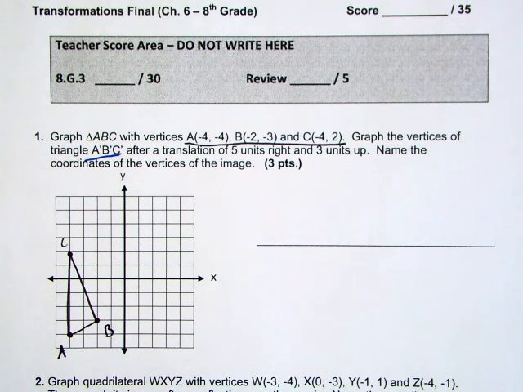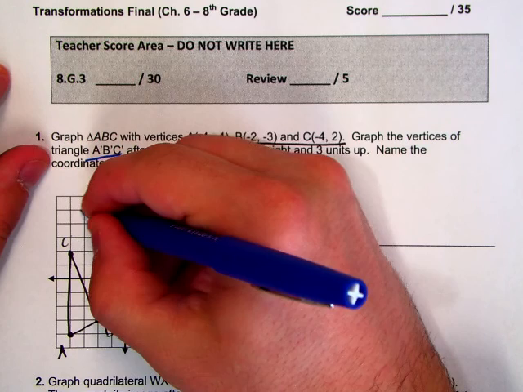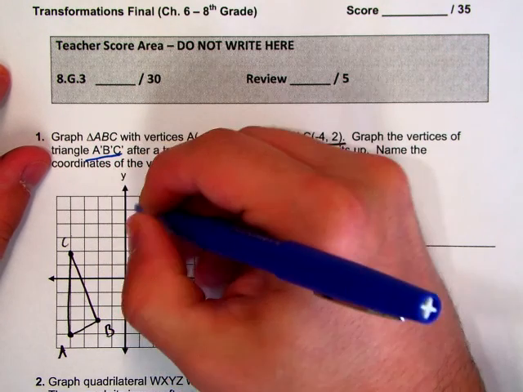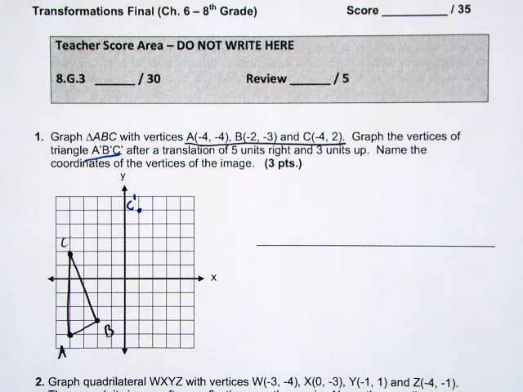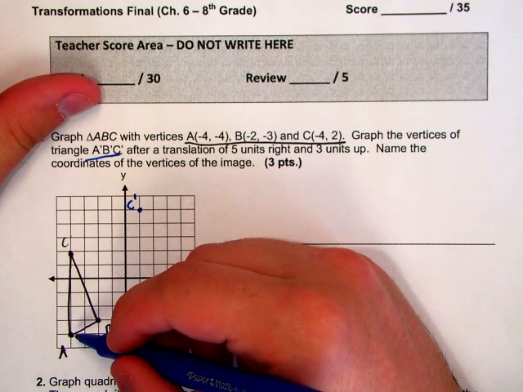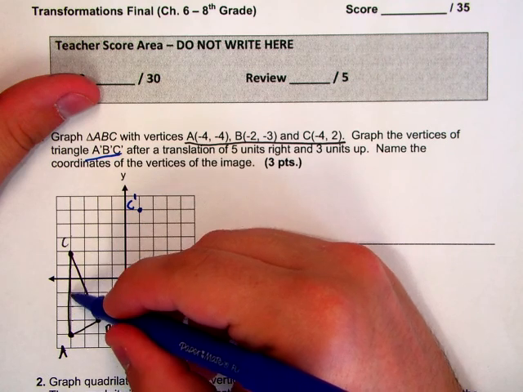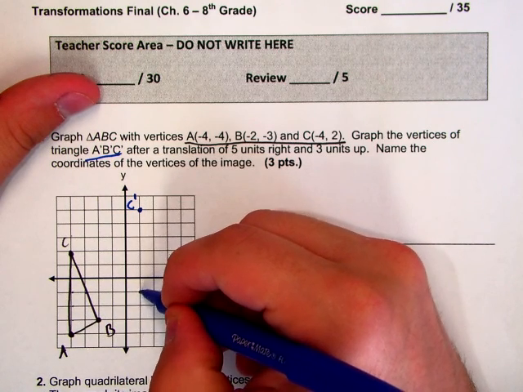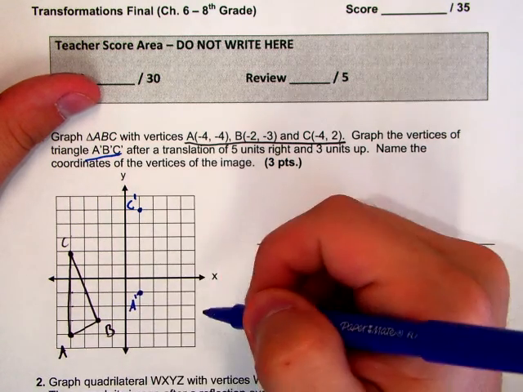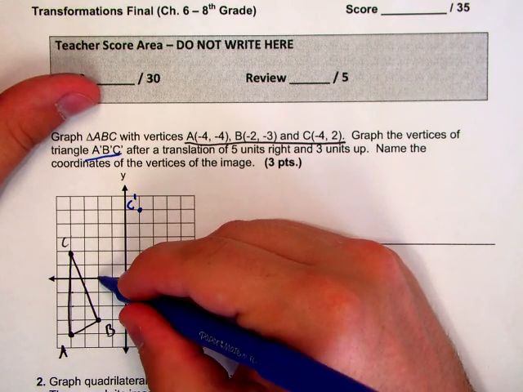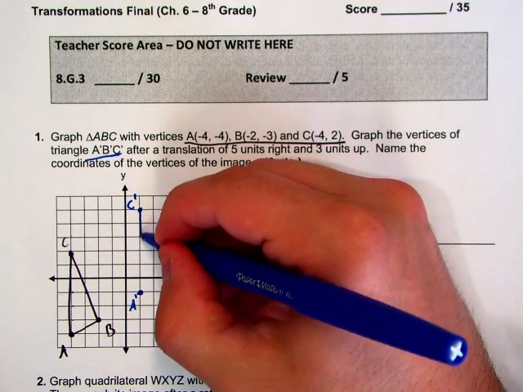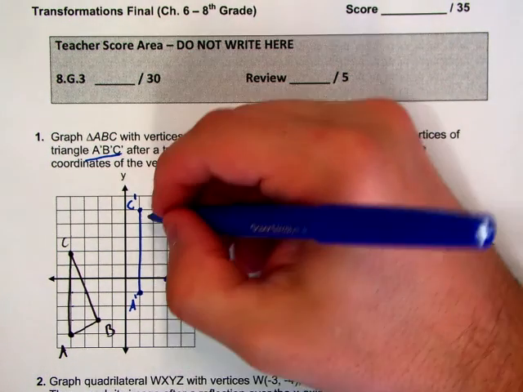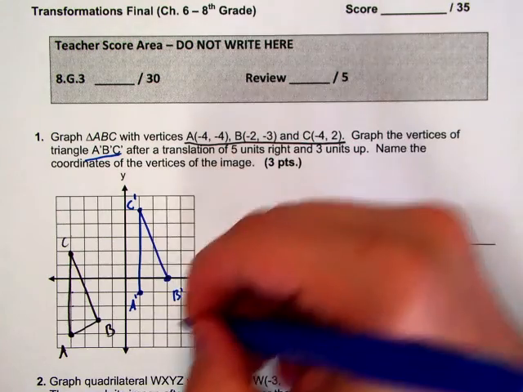It says then to translate 5 units to the right and 3 units up, which means I'm going to go up 1, 2, 3 and 1, 2, 3, 4, 5 to the right. And remember, any time that we do a transformation, we add a prime symbol. That was a common mistake we saw as well. For A, we go up 1, 2, 3 and to the right 1, 2, 3, 4, 5. So here is A prime. And then B prime is up 1, 2, 3 and 1, 2, 3, 4, 5 to the right. Here is B prime. So my new triangle, or the image of the triangle, looks like that.